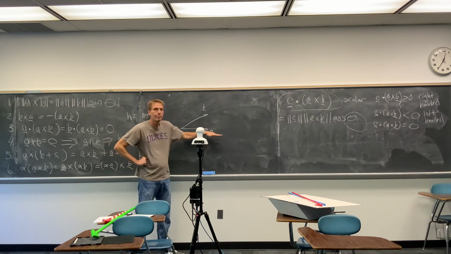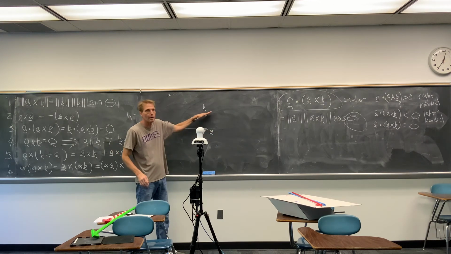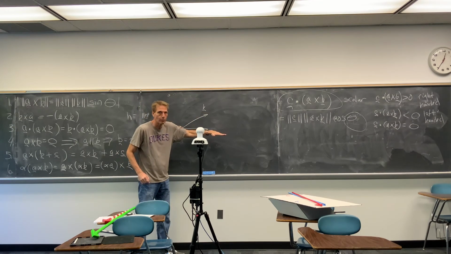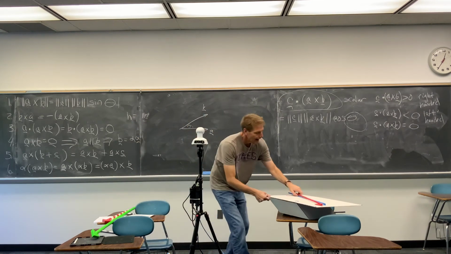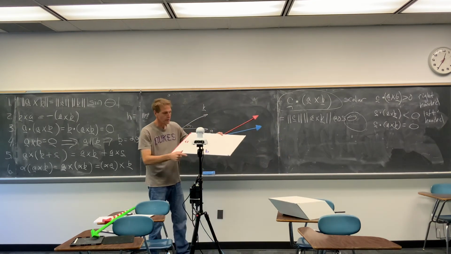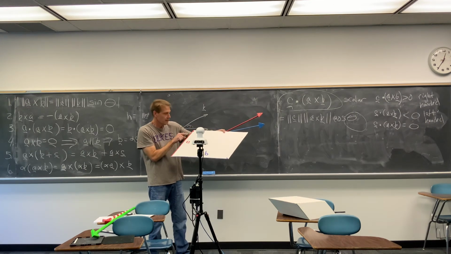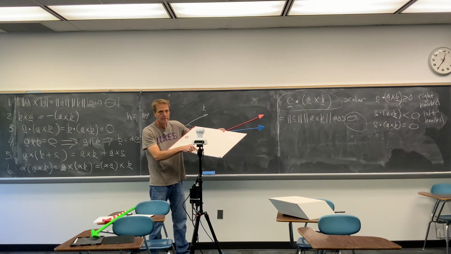I've got an A going this way, and then I'm going to apply a force B going back into the blackboard. A is kind of coming out of the blackboard a little bit, lying in this plane. Unfortunately, I don't have it drawn well here. Imagine this is A, and this is B. Okay, this is A, this is B.